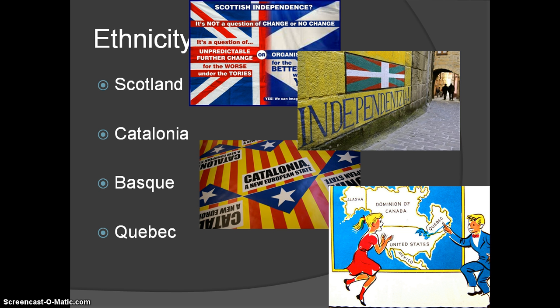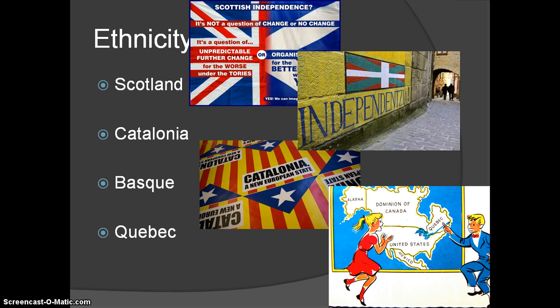And some additional examples that we've seen in the recent past: Scotland just held a referendum for independence. Catalonia in Spain, the Basque region in Spain, Quebec in Canada. All of these are particular ethnic groups who have a specific history or common ethnicity that's different from the country that they're a part of, and they want to separate and create something entirely new and entirely different.